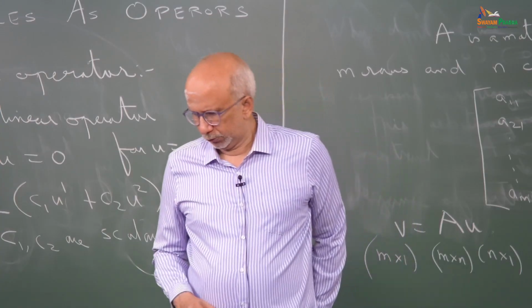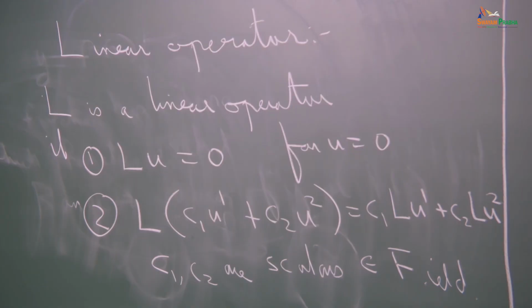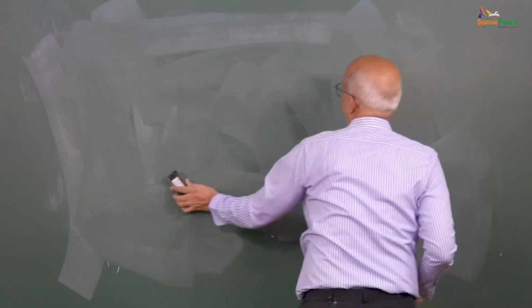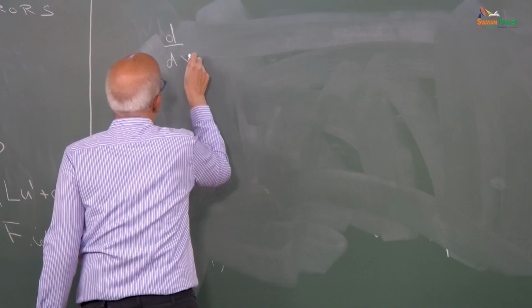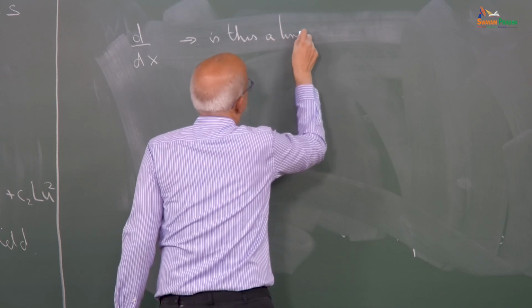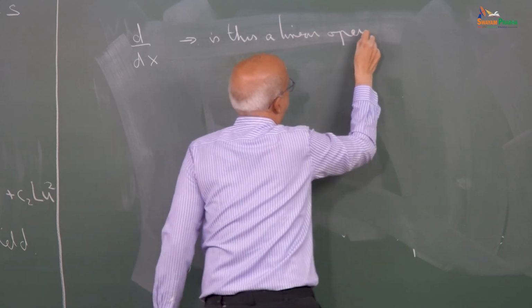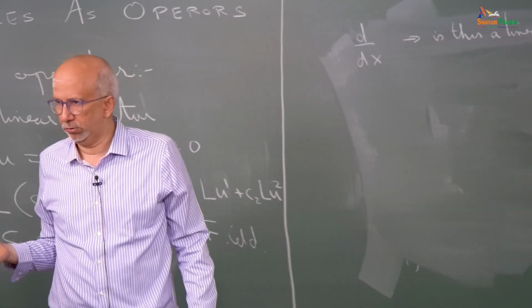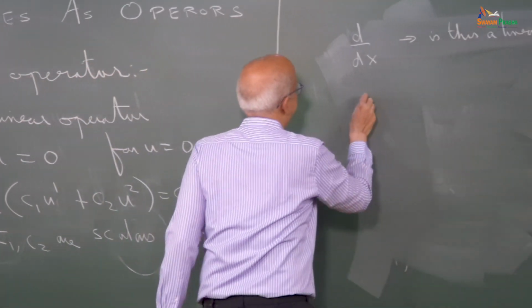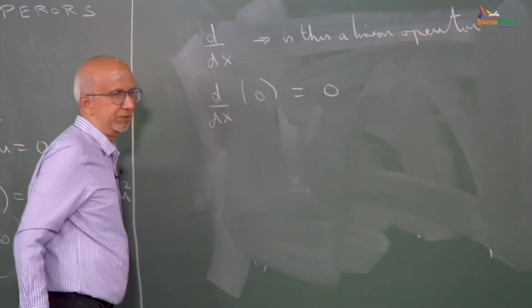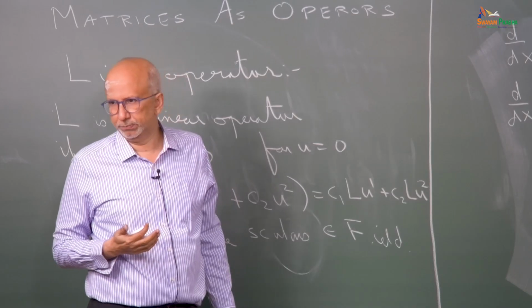Okay. So, now the question is, is the matrix a linear operator? Answer is yes, but can there be other things? What about the derivative? D by dx, is this a linear operator? Answer is yes, because the derivative of 0 is 0. Okay. D by dx of 0 is 0. If u is 0, it has to give me 0.